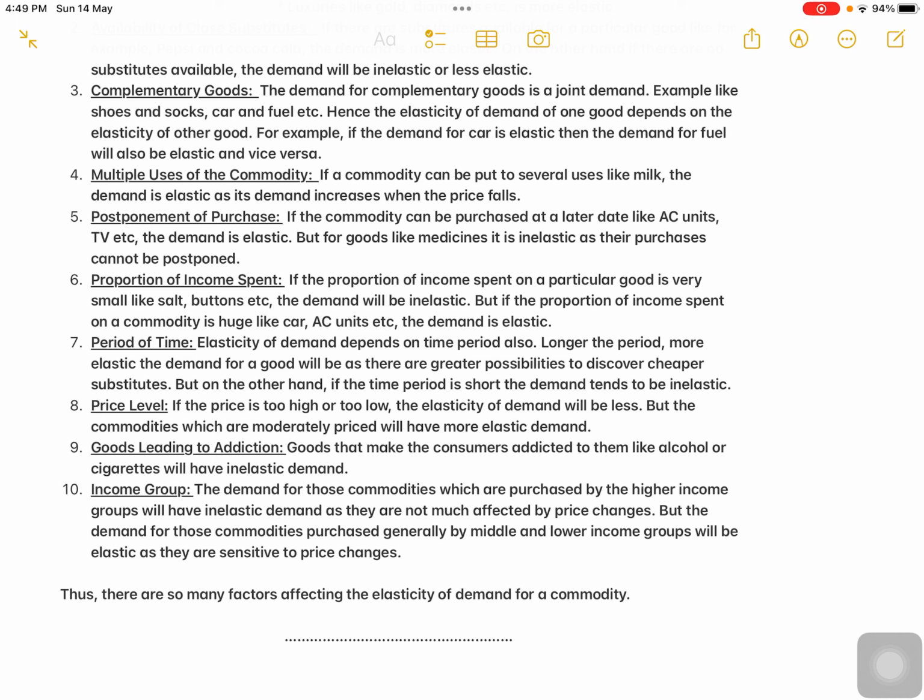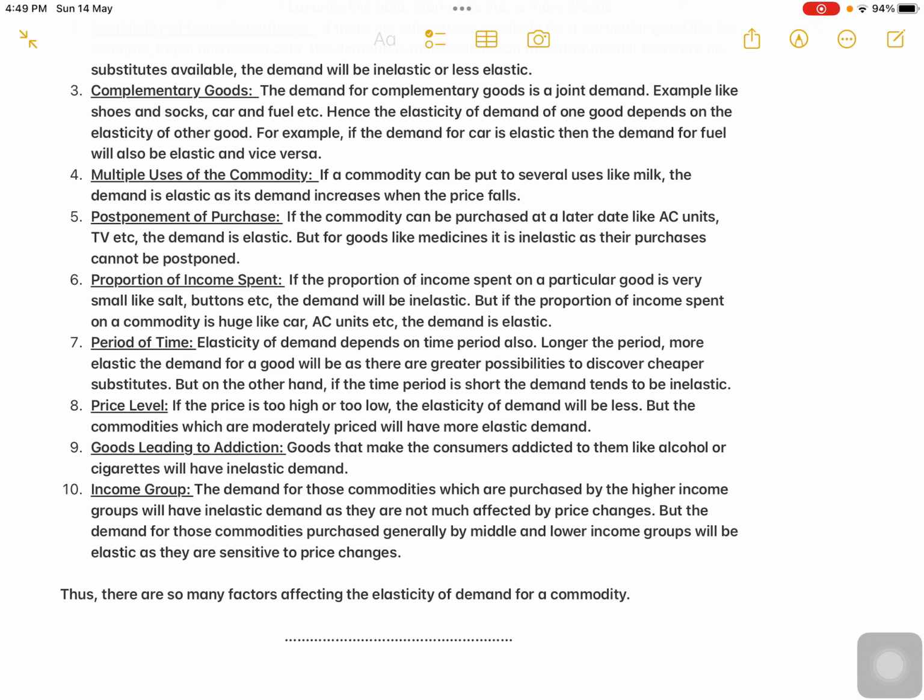Okay, then the price level. If the price is too high or too low, the elasticity of demand will be less. Too low, we are not bothered. Another couple of rupees rise or fall, we are not bothered. If the price is too high also, who is purchasing the high-priced goods, prestigious goods? The richer section of the population. They are also not bothered.